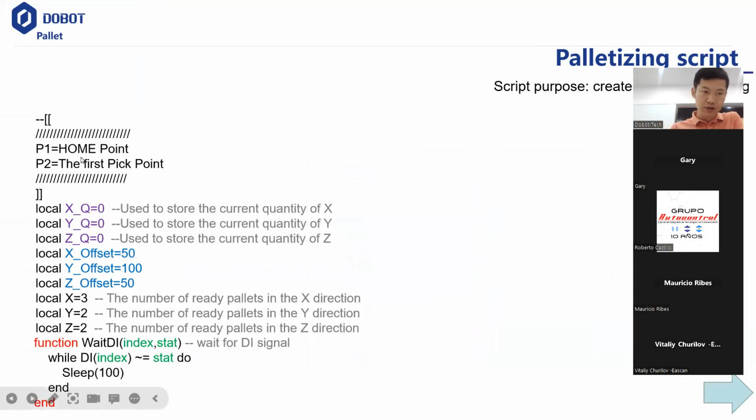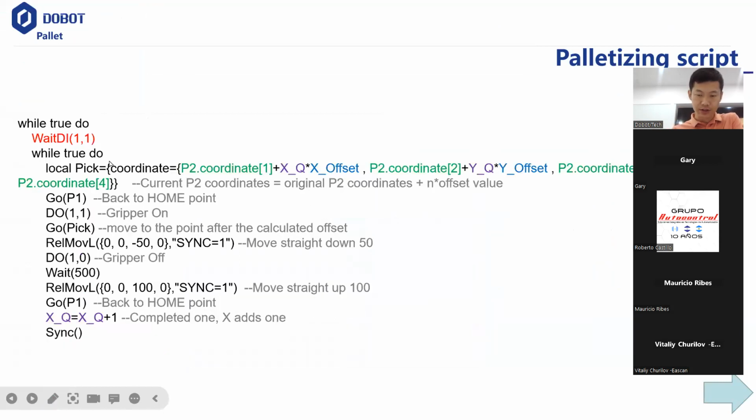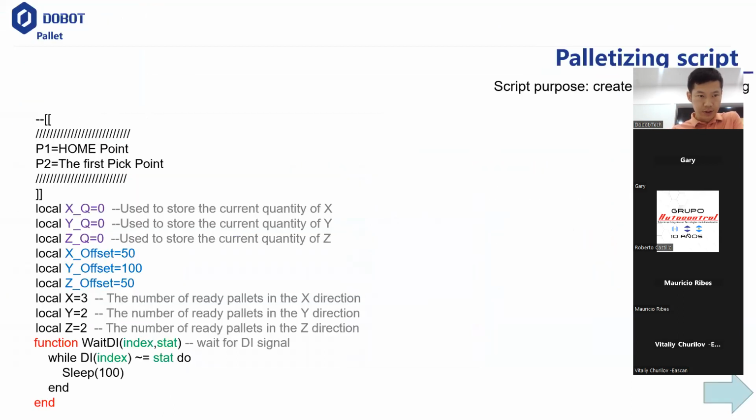First, it's always good to set our home point, which is the safe point. And then point 2 is the first point to pick up. And then we want to offset, right? Each time you drop off an object, you want to offset by the side. On the X direction, I want to offset 50. Y direction, I want to offset 100. For the Z direction, offset 50, so it's the height of the object.